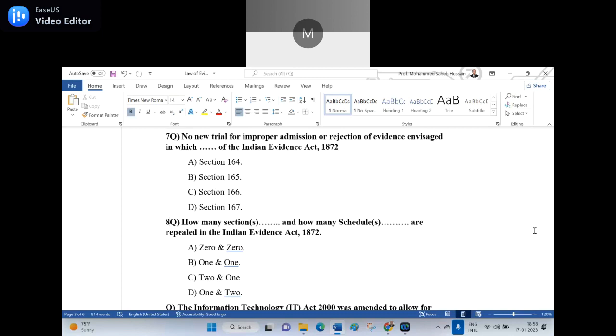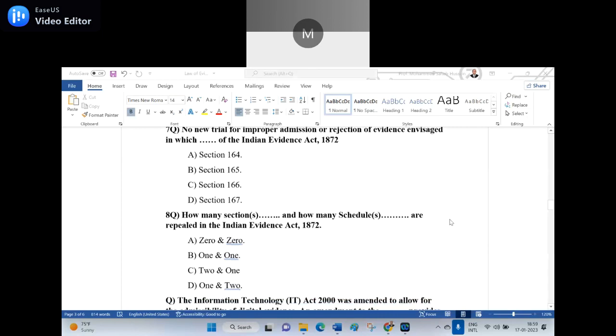Schedule 2 is repealed, sir. There is no schedule 2. When I say answer is 1-1, means schedule is 1 and section, which section? Section 2. Section 2 is removed. I mean repealed, not removed, repealed. Is it clear? Yes, sir. Good. Then the ninth question.